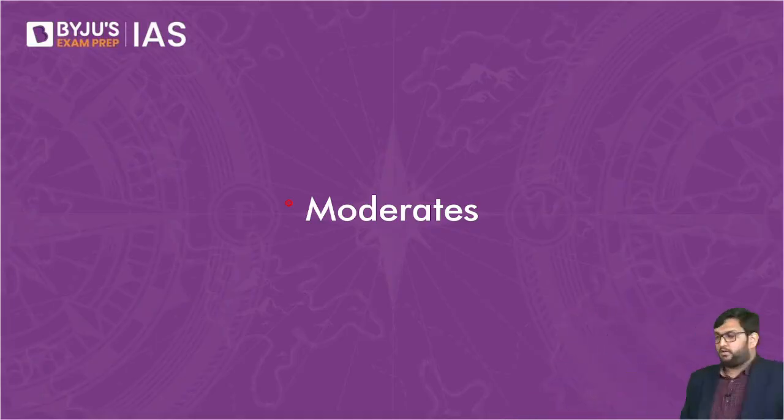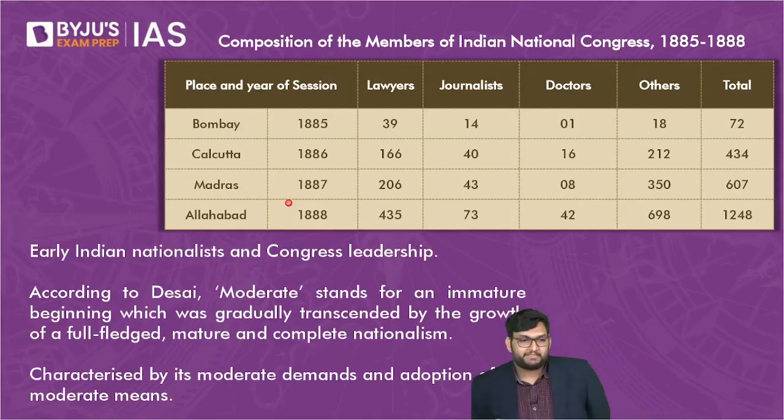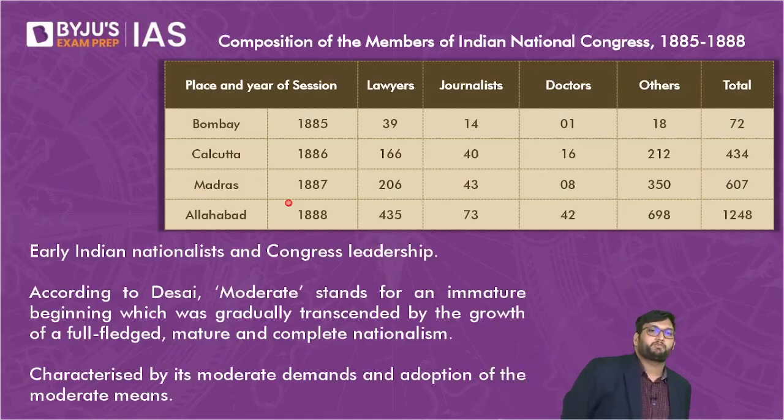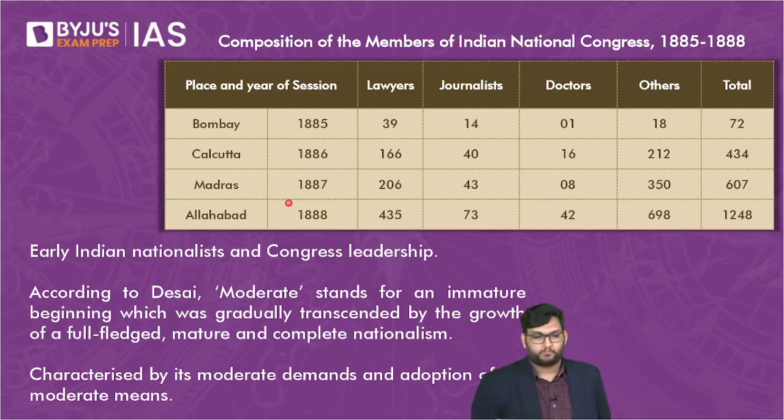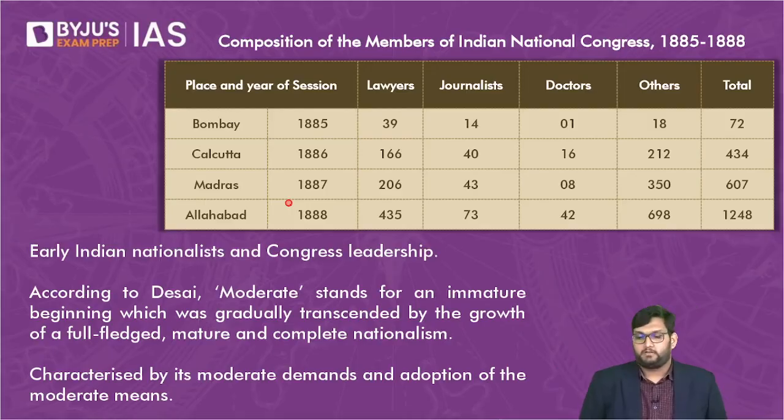Now, you look at this table. This is the composition of the members who met in the INC in the first 4 years, 1885, 86, 87, 88. And the number was 72 in the first, 434, 607, 1248 by the time we reach Allahabad. But which is the most ubiquitous or most common profession which is coming?